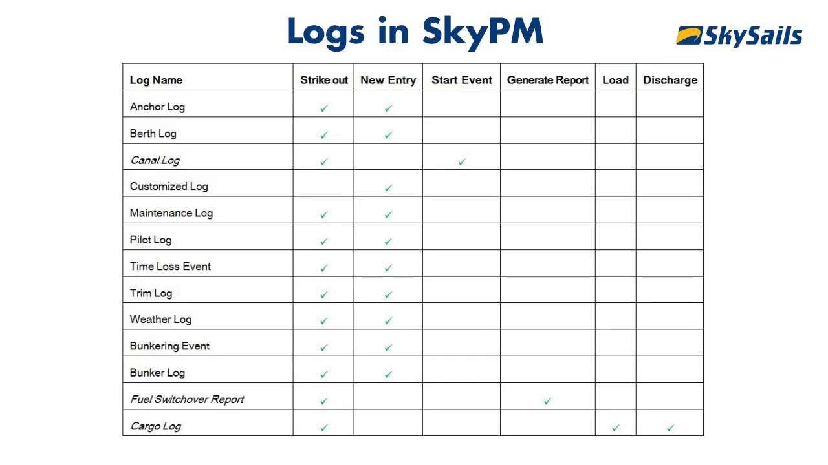Instead of a new entry button, there is a Start Event button where the start of a canal passage can be recorded. As soon as the start of a canal event has been recorded in the logs, the button will change to Stop Event. Both entries, Start Event and Stop Event, are necessary for a complete canal log.